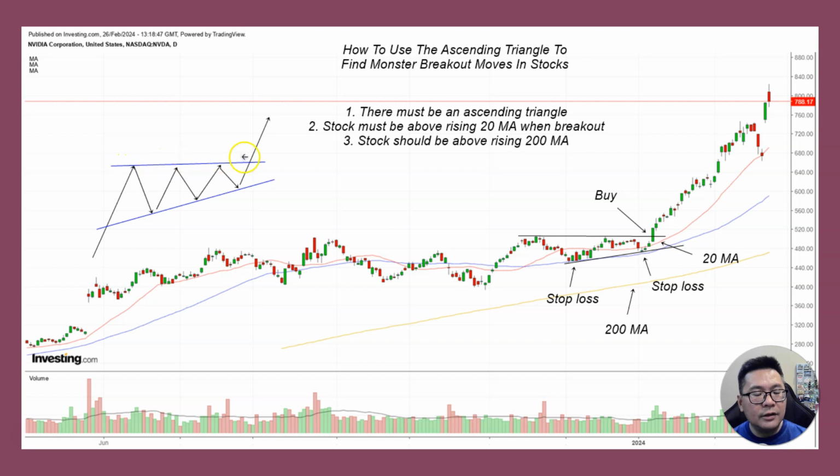This is exactly what it looks like. You draw a horizontal line here, and an uptrend line to connect. So what you usually do with an ascending triangle is you buy the breakout here, and put a stop loss here or here or here, depending on how aggressive you are.